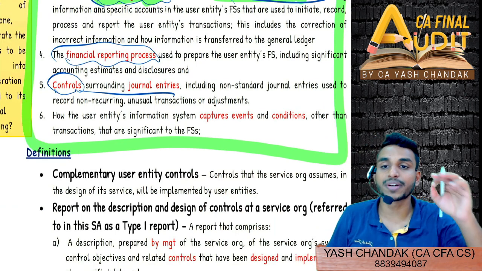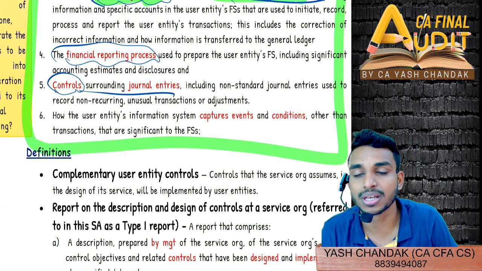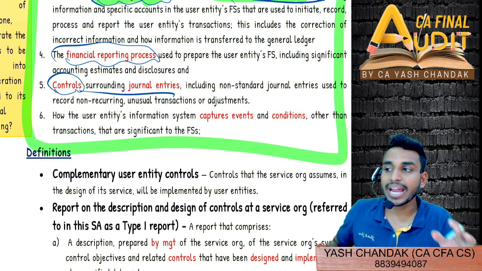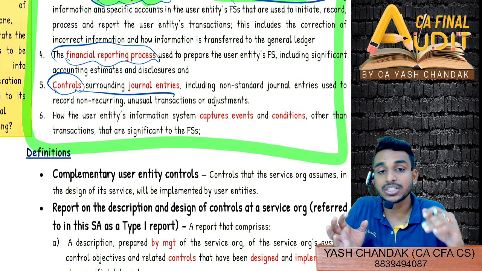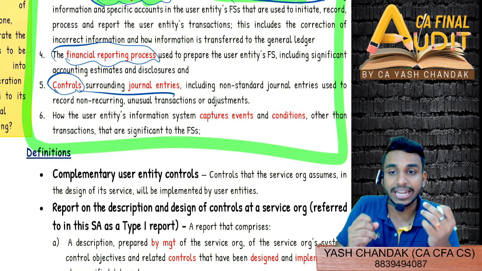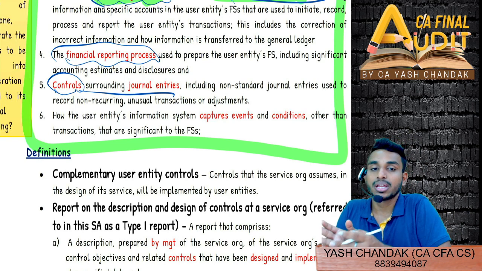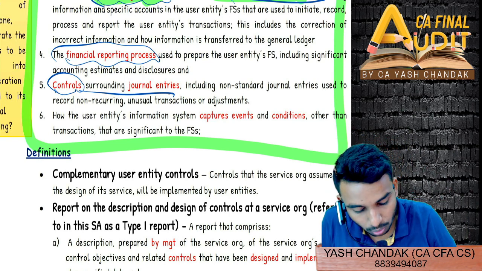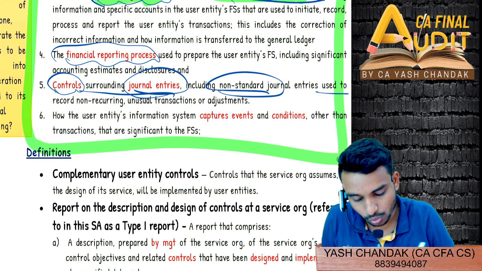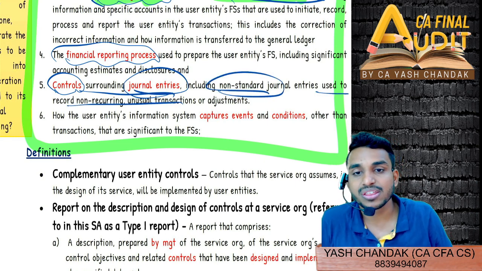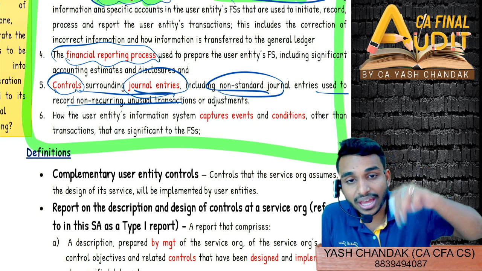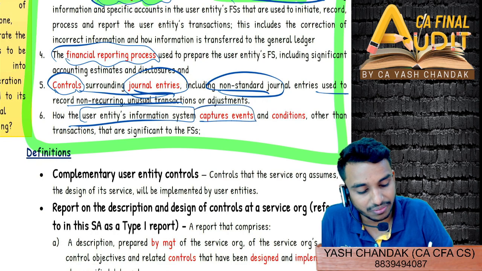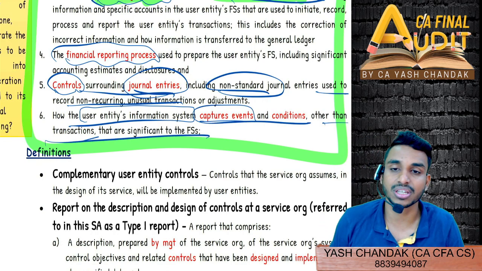I gave you an example of controls surrounding journal entries. Do you remember this example? Park and post. The accountant will not be able to generate an entry exceeding, for example, 10,000. He will only be able to park it. It will be posted once approval is obtained from the senior level of authority. So controls surrounding journal entries, including non-standard journal entries used to record non-recurring, unusual transactions, directly affect the user entity's information system in the sense that it is able to capture events or conditions, other than transactions, that are significant to the financial statements.